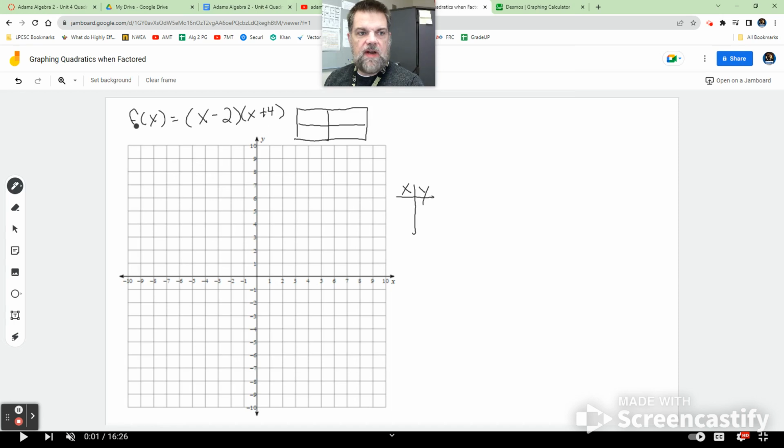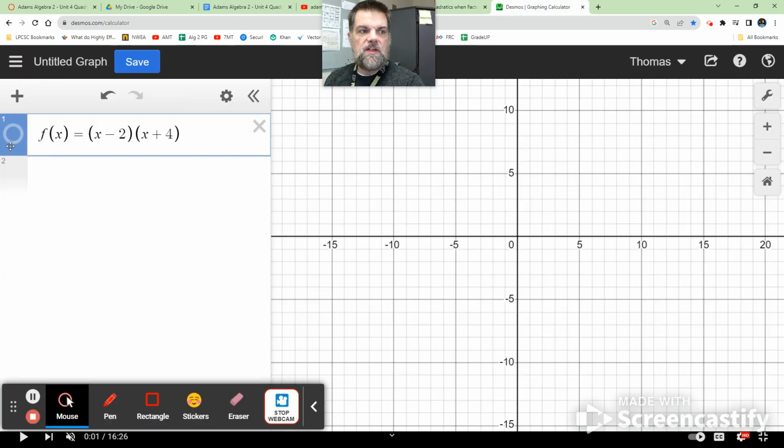So today we're going to graph f of x is equal to x minus 2 times the quantity x plus 4. And we're going to let Desmos help us. So what I want to do is type in f of x is equal to x minus 2 in parentheses times the quantity x plus 4. But we're going to turn off the graph. Okay, we're going to turn it off for now.